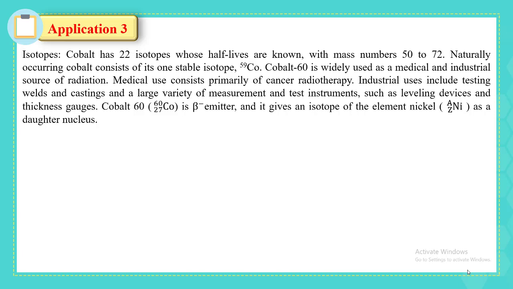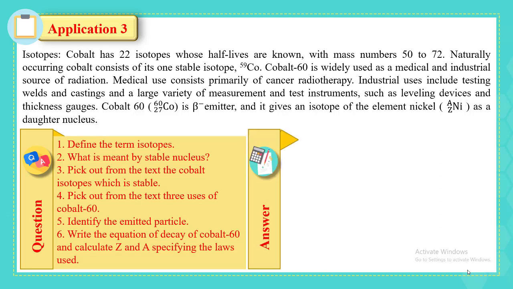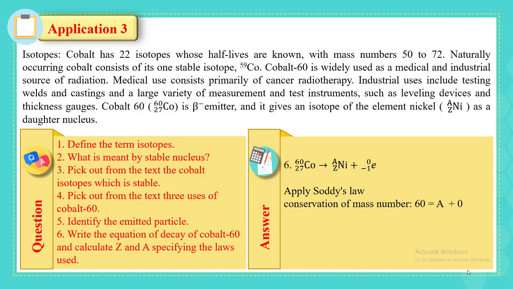In question number 6, we have to write the equation of decay of cobalt-60. The cobalt is decayed into nickel with the emission of an electron. We have to determine the constituents of the nickel nucleus. We apply Soddy's law. Using the conservation of mass number, we get A equal to 60, and using the conservation of charge number, we get Z equal to 28.